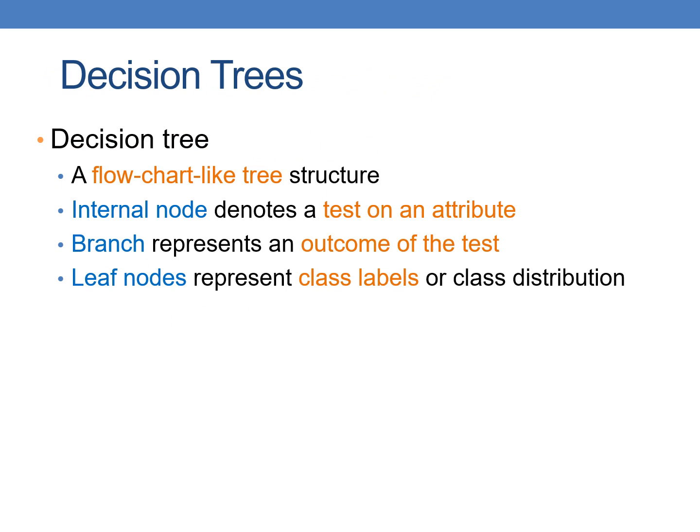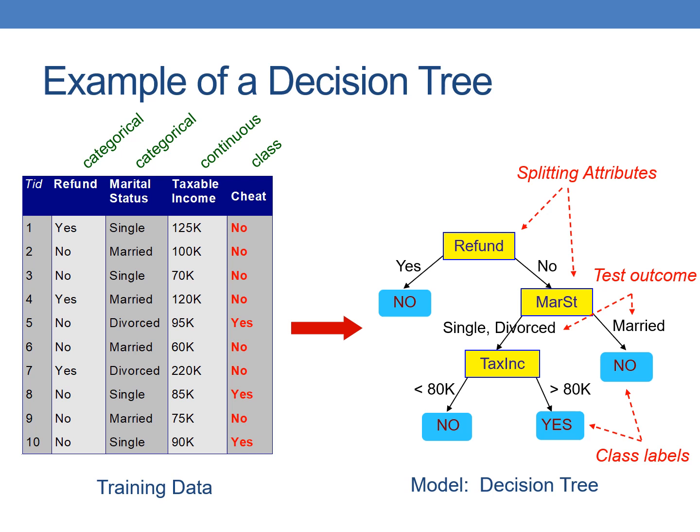A decision tree is a flowchart-like tree structure. Internal nodes denote a test on an attribute, whereas a branch represents an outcome of the test. A leaf node represents class labels or class distribution. So we'll see one example here. We will take the same tax evasion data set.